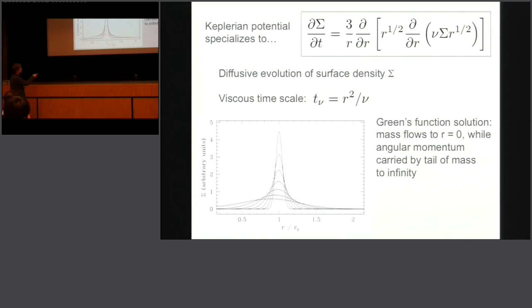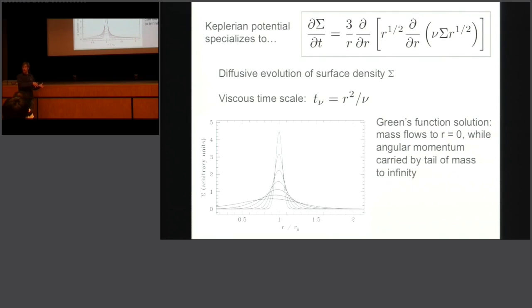If we assume that the viscosity is a constant, then there's a Green's function solution which describes how a ring of material initially placed in orbit around the star would spread out and diffuse under the action of this diffusion equation. So here's what the initial condition would be. It would be just a spike at this radius, and then these curves here show how that material spreads out and accretes onto the star. And the property of the solution is that, given enough time, the mass all flows towards the origin.